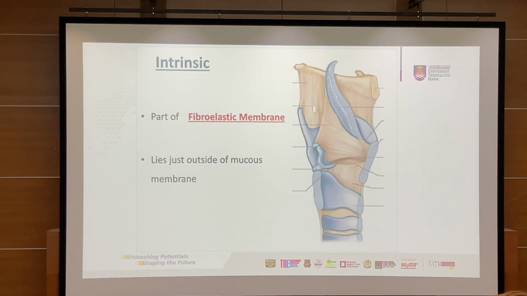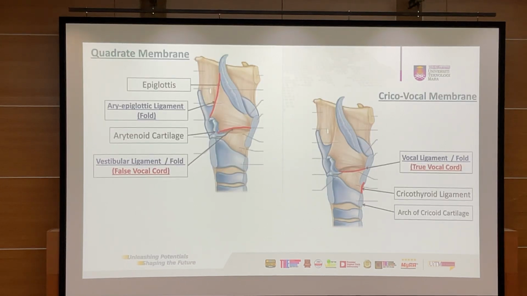So move on to the intrinsic. It is part of the fibroelastic membrane, and it just lies outside the mucous membrane. So what we have is the quadrangular membrane, which contains the cuneiform cartilage. It extends from the aryepiglottic fold between the arytenoids and also the epiglottis. And we have the vestibular ligament, which is formed from the inferior margin of the quadrangular membrane. And the cricovocal membrane, which is attached inferiorly to the arch of the cricoid cartilage and ends superiorly in the free margin. So all this membrane and ligament provide more support to the laryngeal framework.